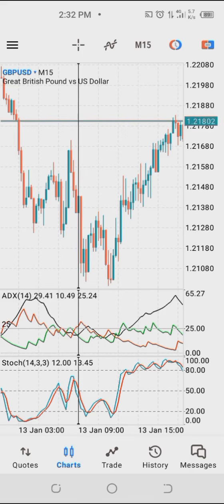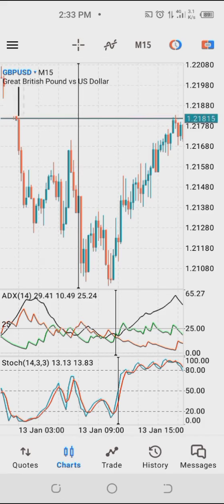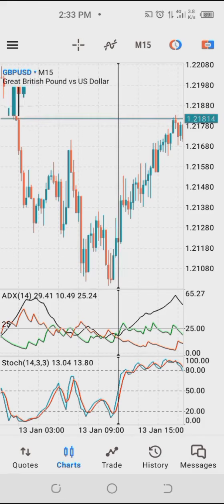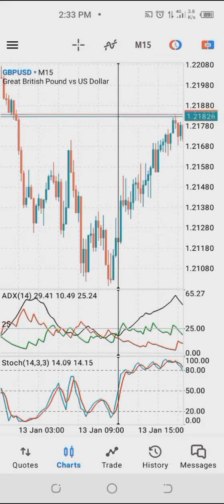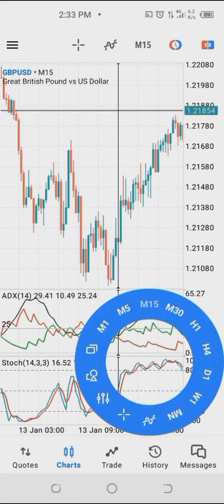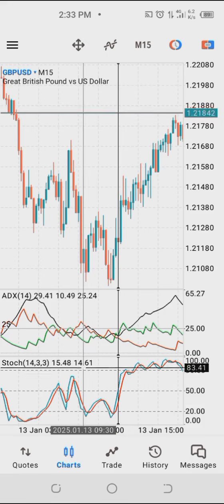Number one, I need to ensure that the stochastic oscillator has moved to the 50 level. Okay, the stochastic oscillator must have moved to the level 50. That's a sure sign that I needed to dive into the trade. That's number one. It must have moved to the 15 minutes level. That's the stochastic oscillator. That's one.